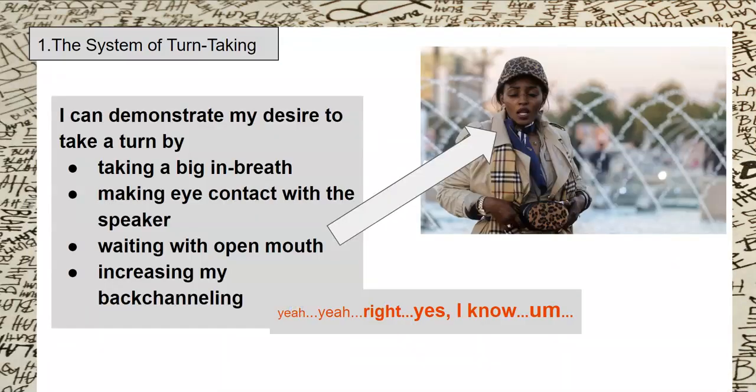All of the things on the list here show that a person is ready to participate in the conversation. There's nothing passive about this. All of these things would indicate that someone has gotten on the launch pad, so to speak, and they're ready to talk.